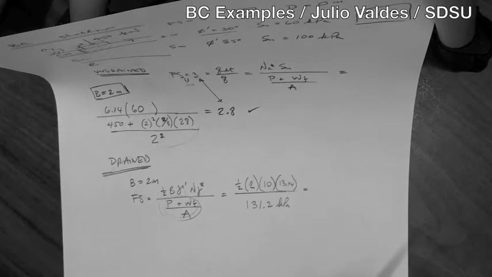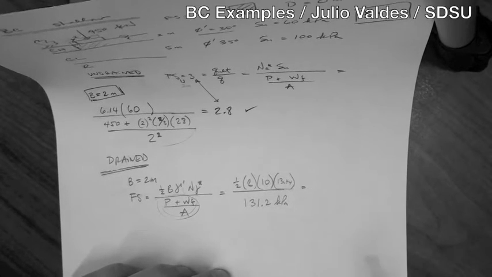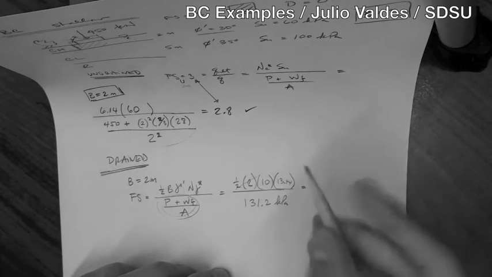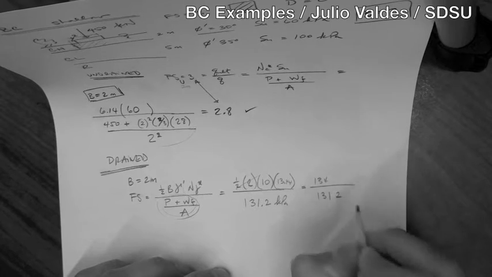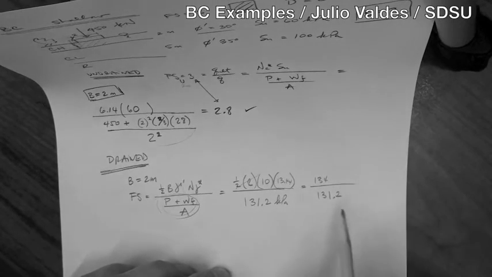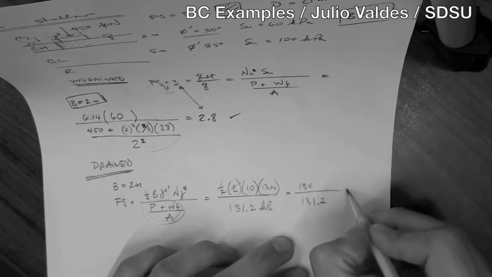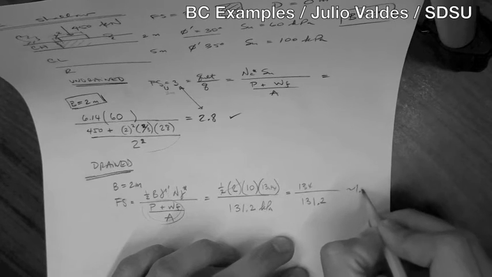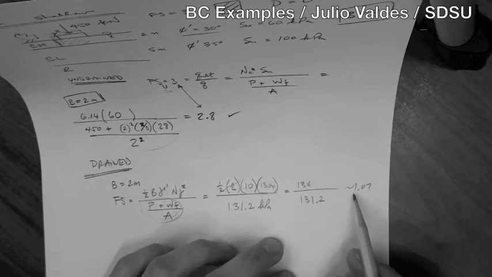And the answer to that is clear, right? 10 times 13.4 is 134. So here you see that the factor of safety, essentially 134 over 131, is 1.07, something like that. So very low, definitely less than 3.